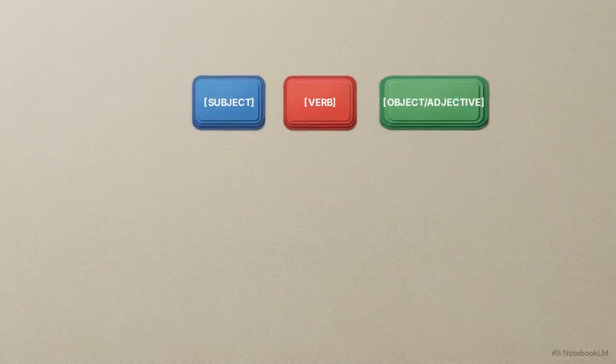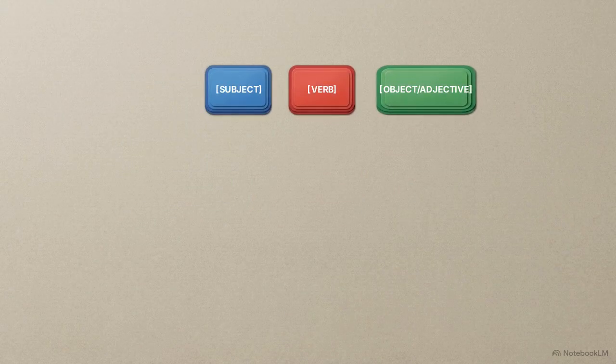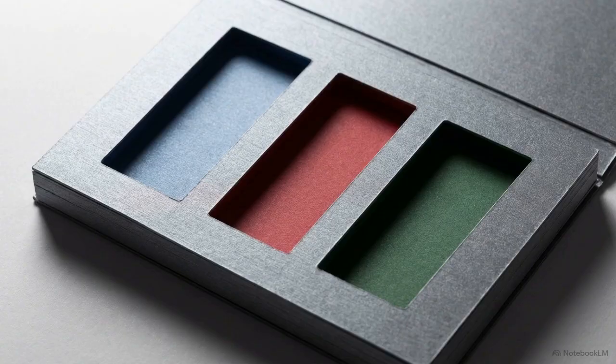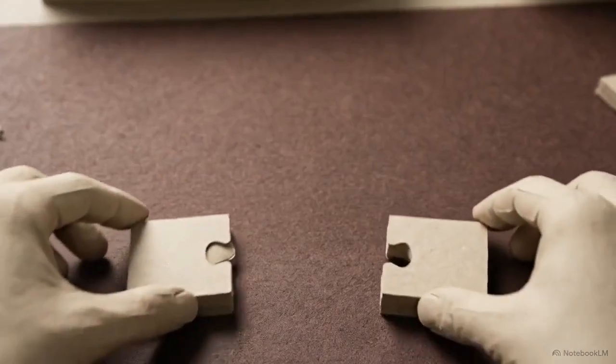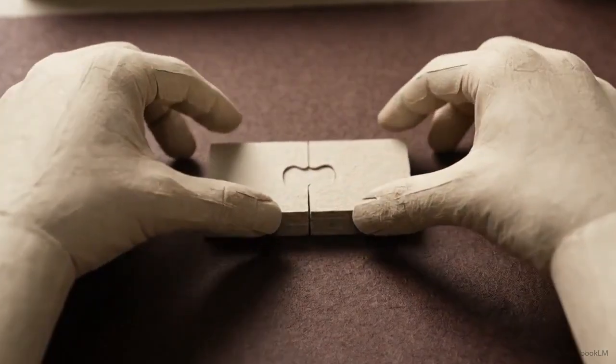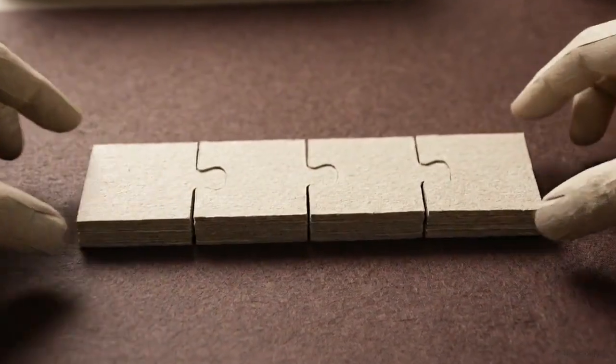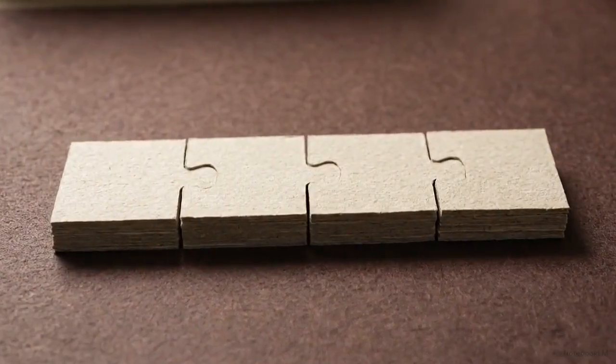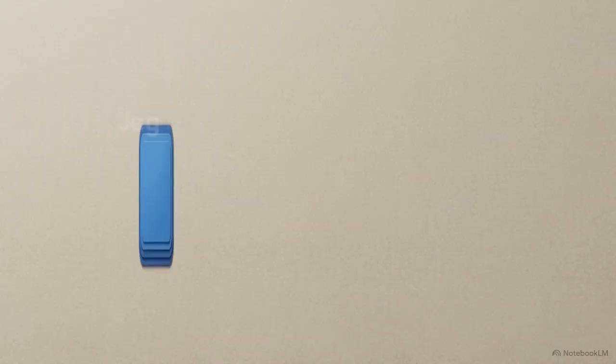Write this 3-part formula at the very top of your notes. We'll be using it as our template for every sentence today. Because these slots are fixed, every Danish word we learn today will fit into one of these 3 predictable positions. Let's start by filling the first slot with 4 foundational personal pronouns, which are I, you, he, and she. In Danish, I is jeg, you is du, he is han, and she is hun.